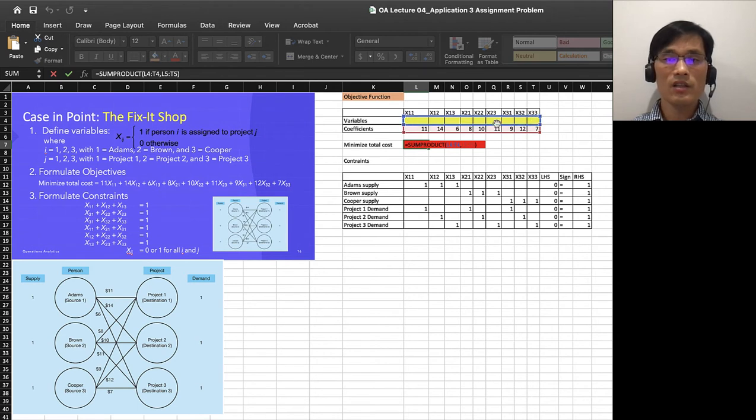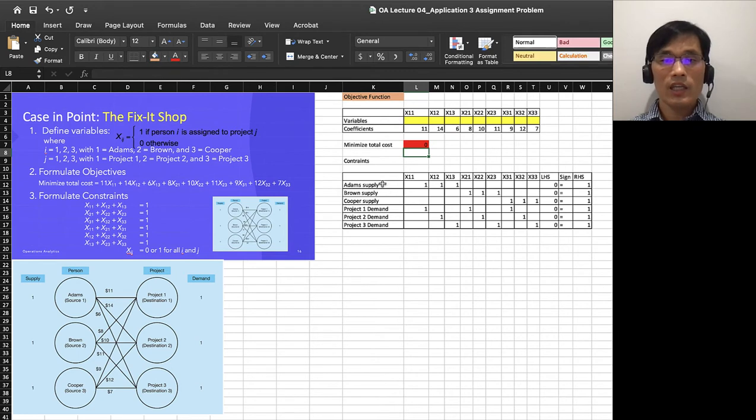So I enter those coefficients there, and for the function, as we have learned before, I use the SUMPRODUCT function and selected this row and then the other row. And I came to constraints. I have Adams supply, that's all 1, and x11 + x12 + x13 equals 1, and Brown supply and Cooper supply, and the demand, project 1 demand is 1 and 1 and 1. So if you need more than one person, then you can change it before, but this is the straightforward setting we have, and you run it and you will be able to find the answer.